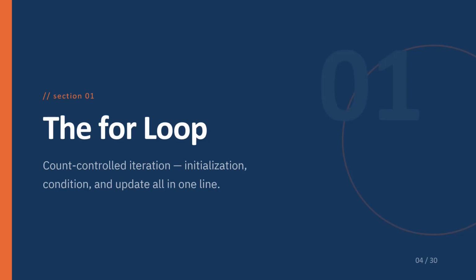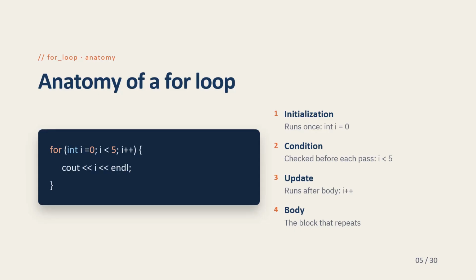To start with the for loop, when the number of iterations is known, it is best to go with a for loop. It combines initialization, condition checking, and updating the value of the variable in a single statement, making it compact and easy to read. So, to know more about the anatomy of the for loop.